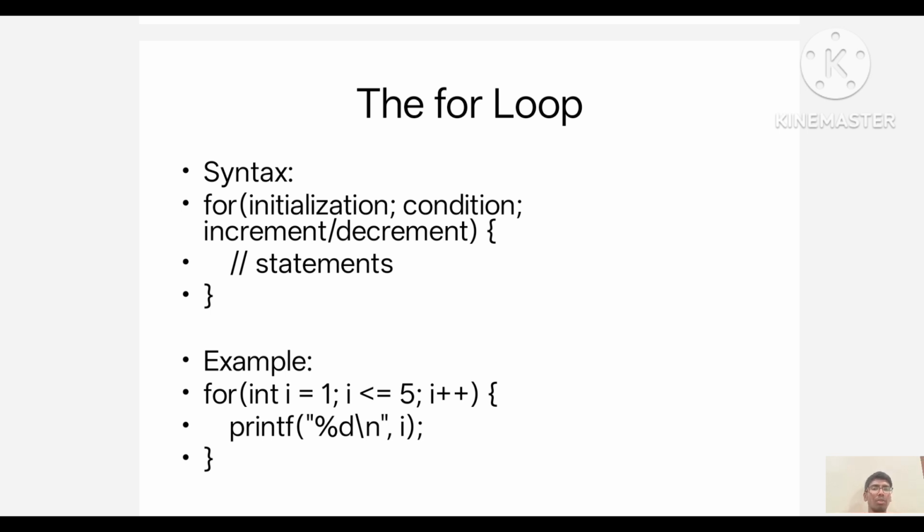The example of the for loop is: for (int i = 1; i <= 5; i = i + 1) { printf("%d", i); } As per the syntax of the for loop. In this program, the for loop is used to print the numbers 1 to 5 as the output.